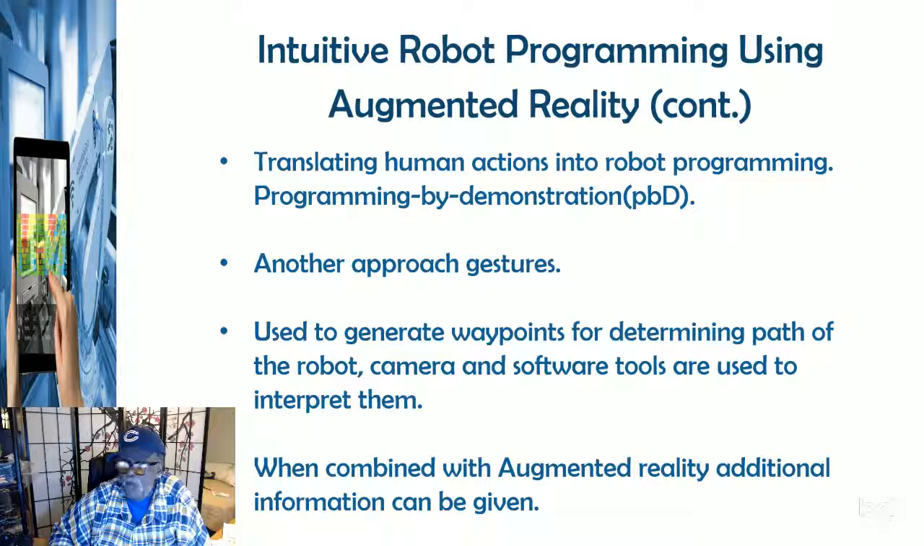Intuitive robot programming using augmented reality translates humans' actions into robot programming. You program by demonstration. Another approach is using gestures. Users generate waypoints or determine paths for the robot, and cameras and software tools are used to interpret them. When combined with augmented reality, additional information can be given.